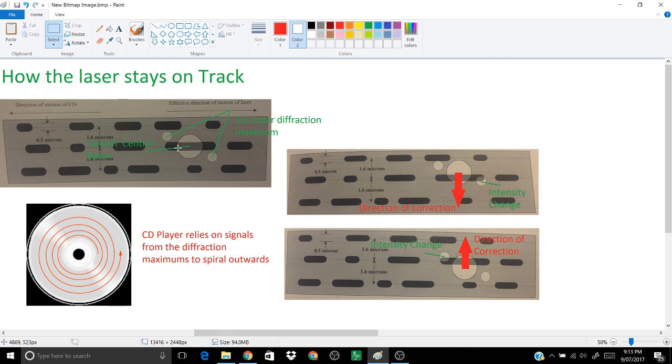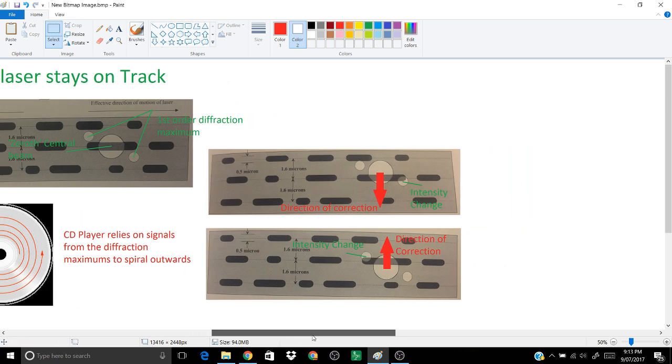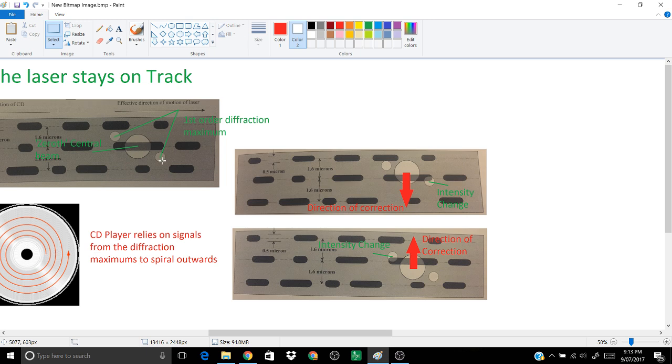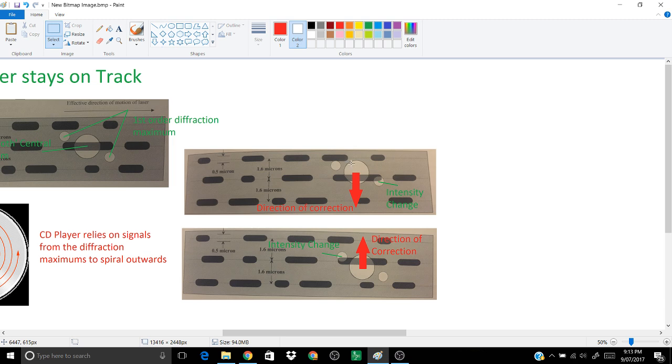So the central one is the one that reads the information and returns the digital signal that plays the music. Okay, the secondary ones keep the laser on track. So the first order, we call them the first order diffraction maximums, because they are the one wavelength transmission diffraction grating reinforcement maximums by d sin theta equals m lambda. Okay, so what happens when these two get off course?